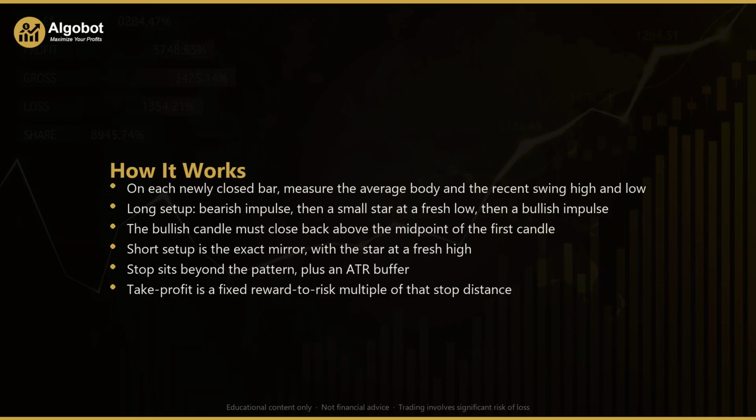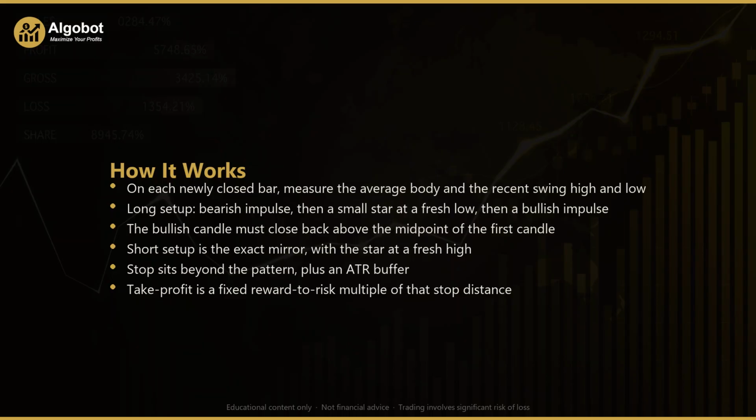The expert advisor acts only when a new bar has closed, so it's always working with finished candles, never a half-formed one. On each new bar, it first measures two things over a look-back window, 20 bars by default. It calculates the average candle body in that window, which gives it a sense of what a normal-sized move looks like, and it records the lowest low and the highest high, which mark the recent support and resistance.